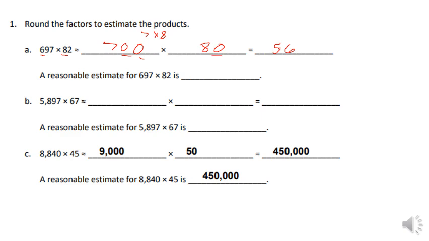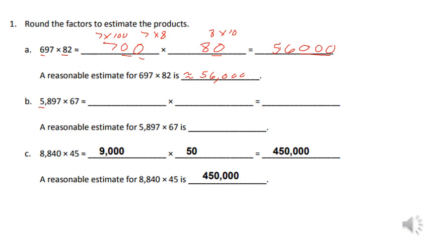And I can see I have 1, 2, 3 place values put in. When I'm saying place values, I'm actually meaning multiples of 10, because this is actually 8 times 10, and this is 7 times 100. So 100 times 10 would give us 1,000. That's where we get our 3 place values. So we can say a reasonable estimate of 697 times 82 is approximately 56,000.